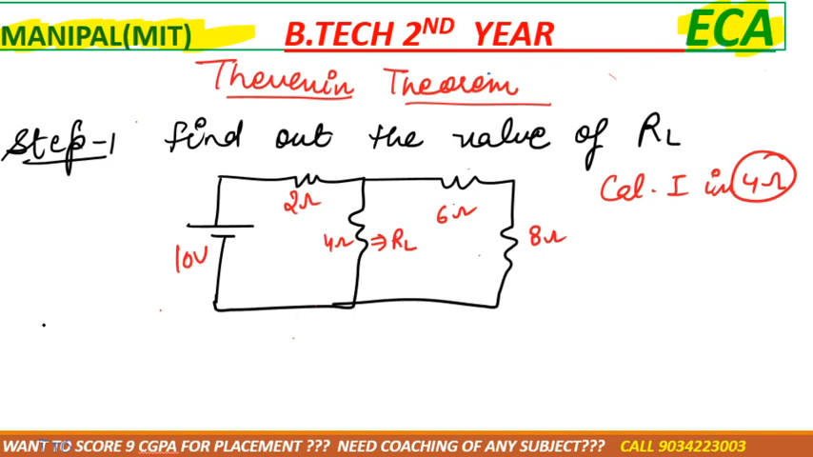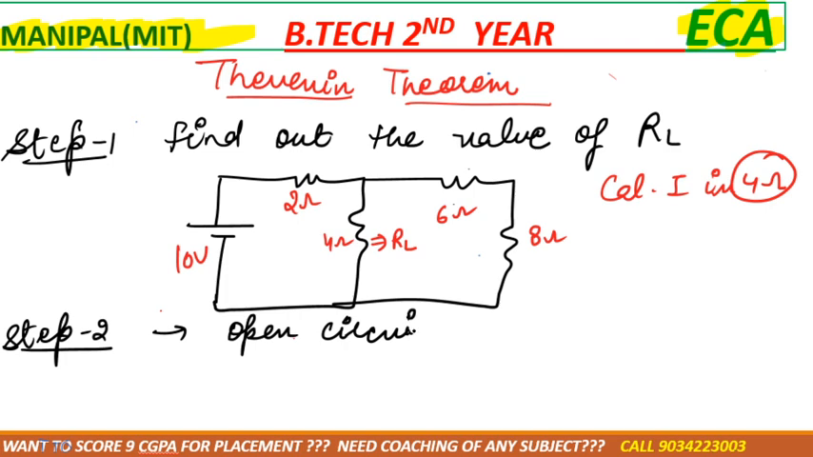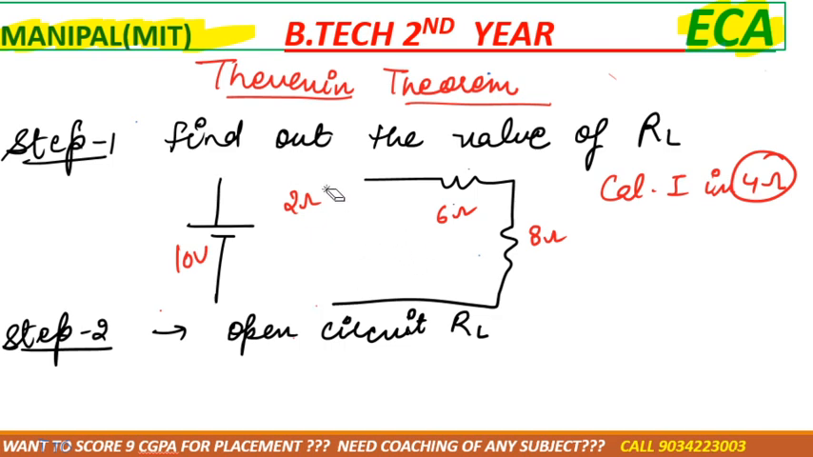Got it? After that, step number 2, we have to open circuit RL. Whatever the RL is, we have to open circuit it. Open circuit means we need to completely remove it. I am making changes in this circuit diagram only. We need to completely remove it and always mark the A and B terminals over there.